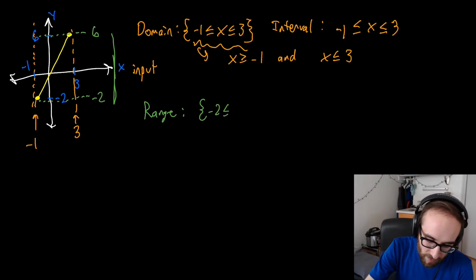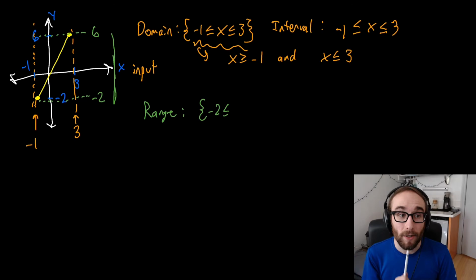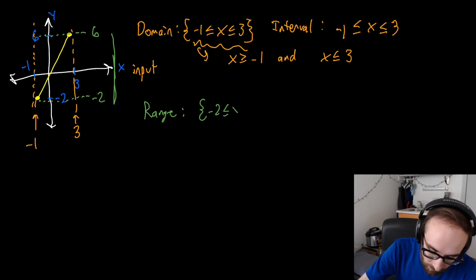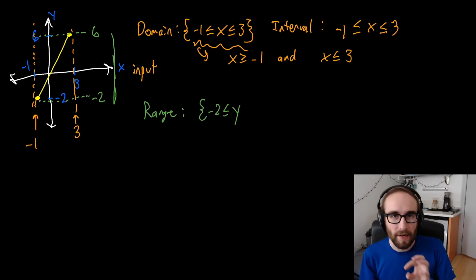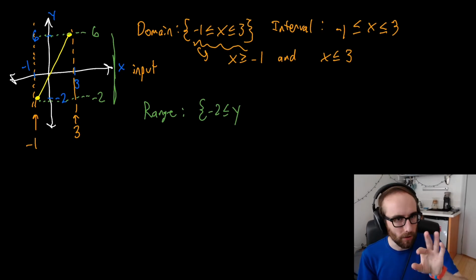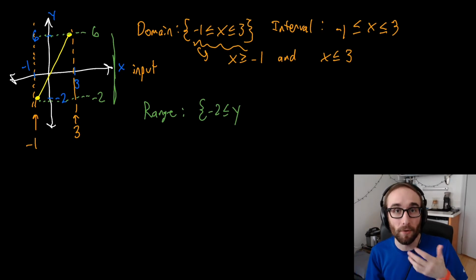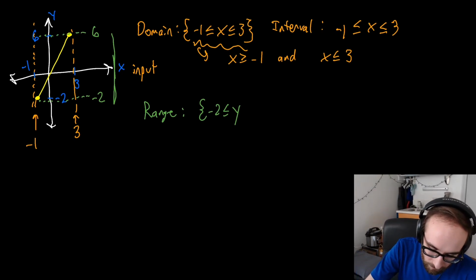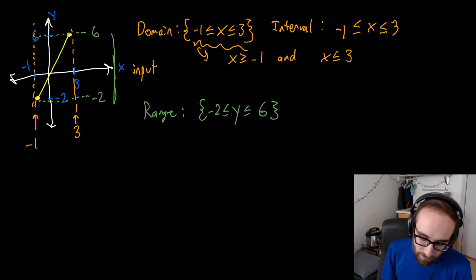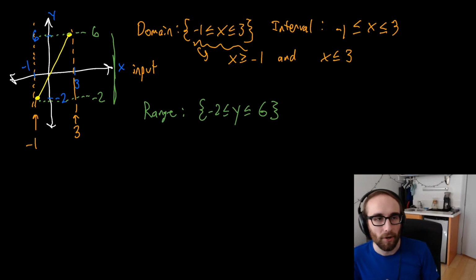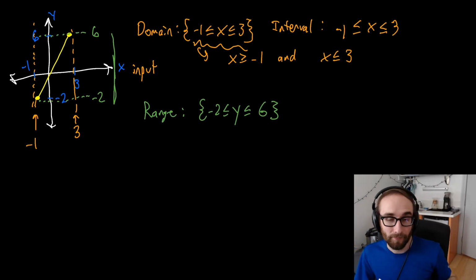Actually, I made a quick mistake here. Because we're talking about range, we want to use y instead of x. This is a common mistake, so definitely just double check when you look at domain and range. Make sure you're using x or y, depending on which one we're looking at, and less than or equal to 6. Okay, so there's our domain and our range for this graph of this yellow line.